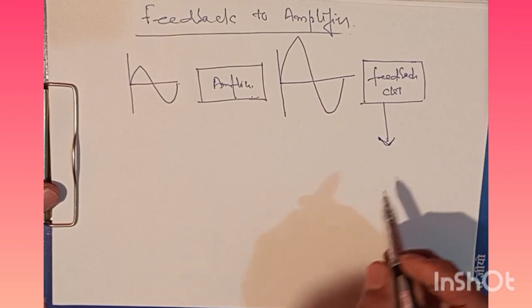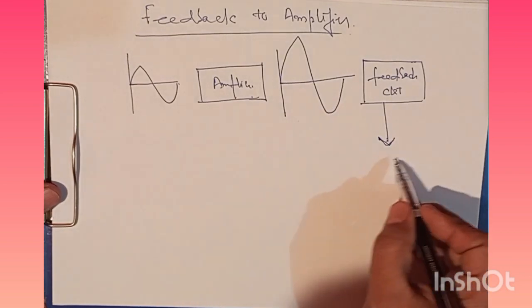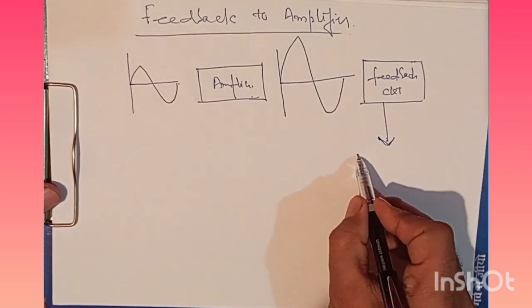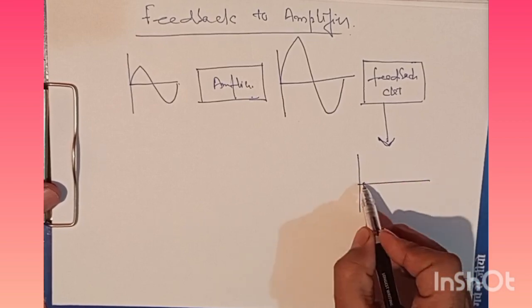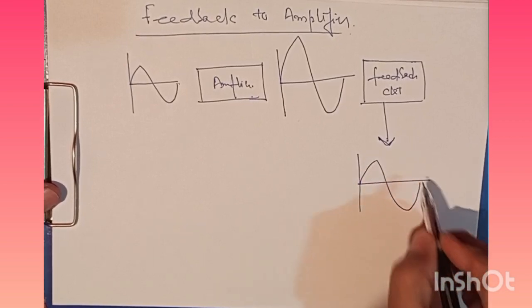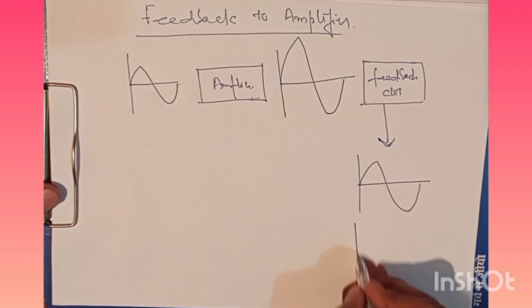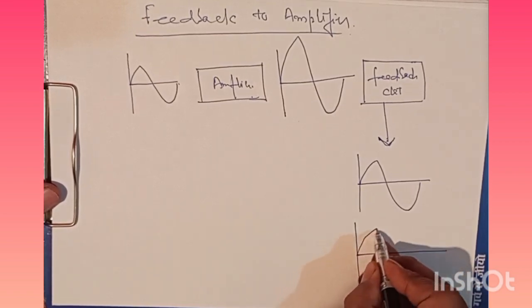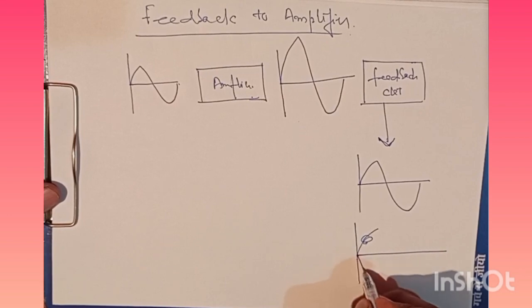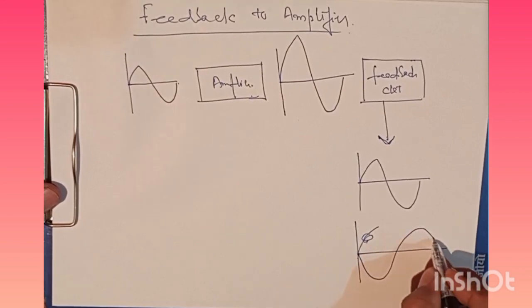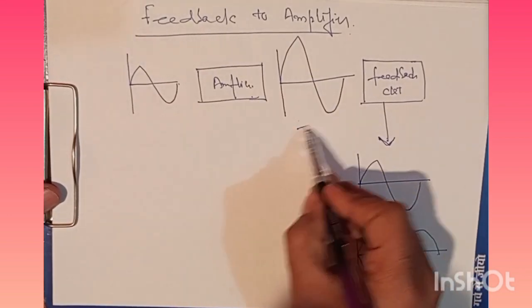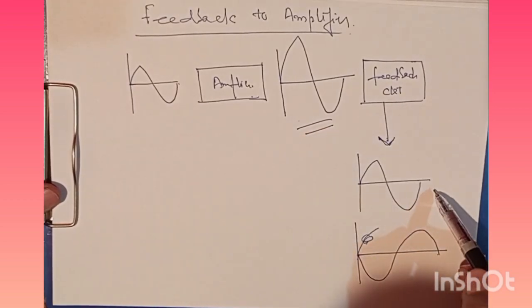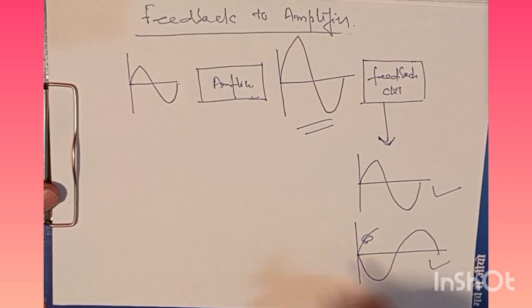Now, the point is that we either have a signal with the same phase, or our feedback circuit is such that our output is out of phase with respect to this signal. In this case, we call it positive feedback, and in this case, we call it negative feedback.